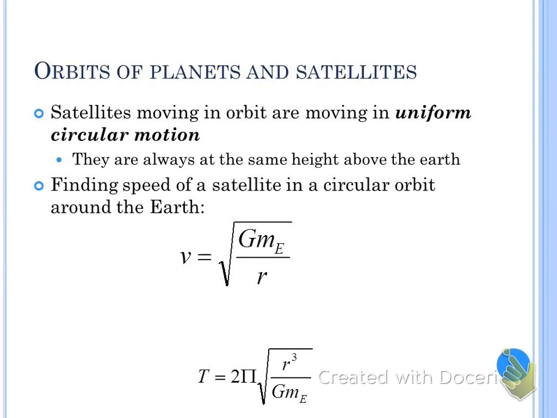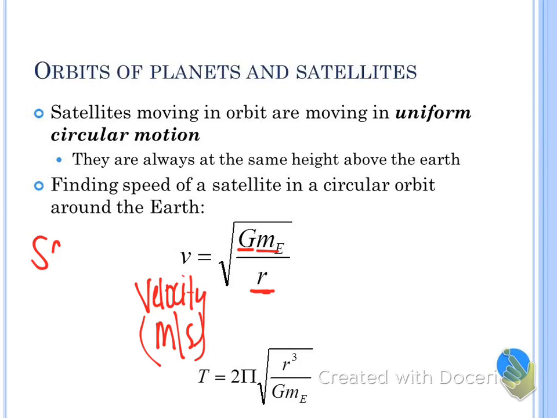V here is velocity, or speed, and that should be in meters per second. We know the G value and the mass of the Earth, and the radius, remember, is the distance from the center of the Earth to that orbit, however far it is from the Earth's surface. So radius must be from the center to that satellite. This is a specific satellite equation. I would make a note of that on your equation sheet. This equation is for satellites, for things that are floating above the Earth's surface in uniform circular motion.